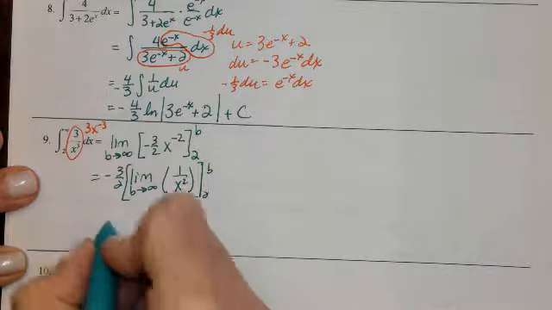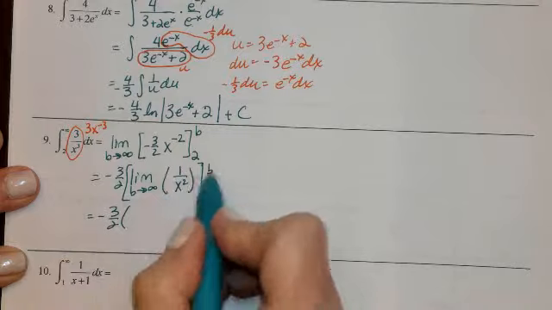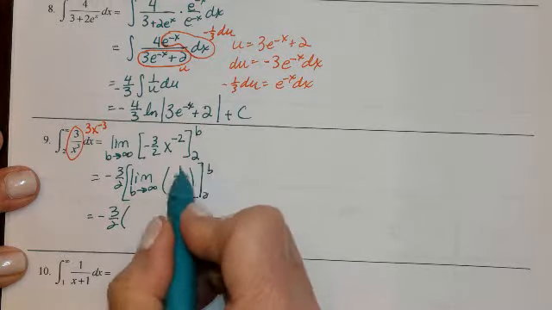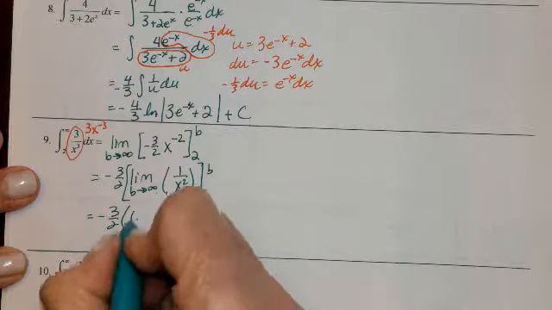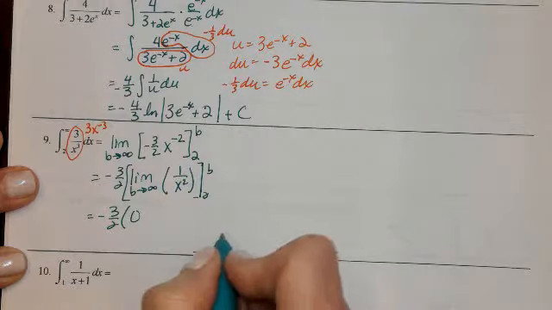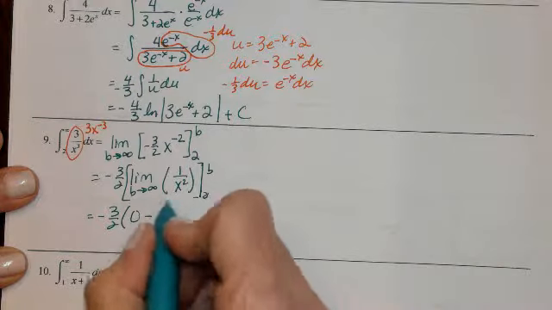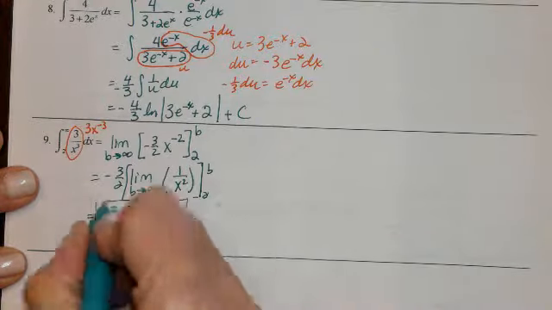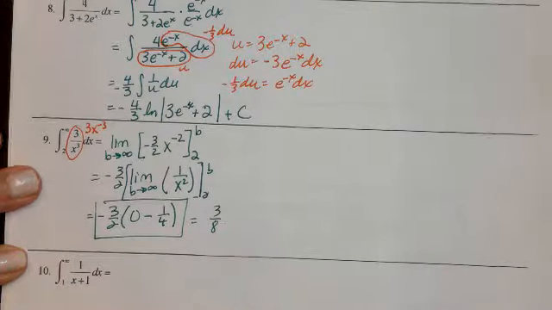Okay. So we have negative 3/2 times, put b in for x, and let b go to infinity. B in for x, b goes to infinity, we'll have 1 over a huge number, which is 0. That first, when we put b in, we get 0. Minus, now we put 2 in, we get 1/4. There's your safe stop answer. This would be 3/8.